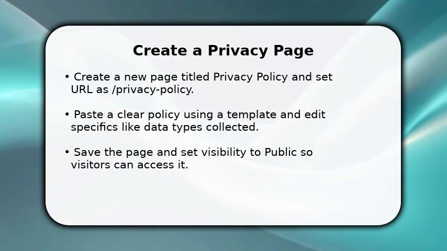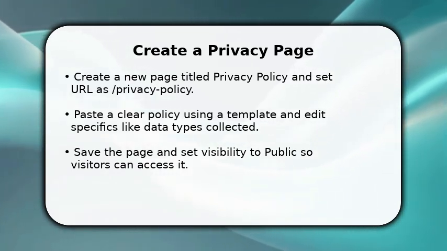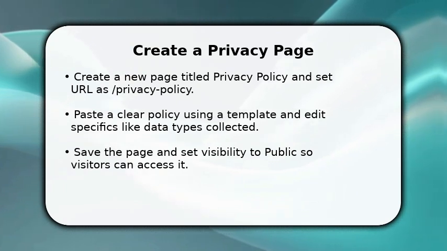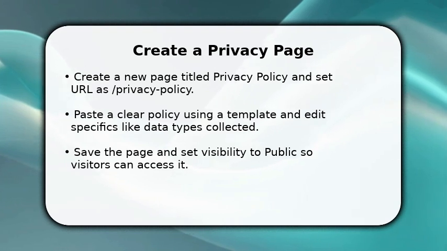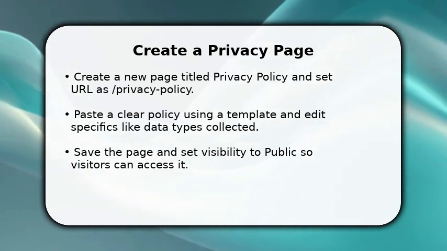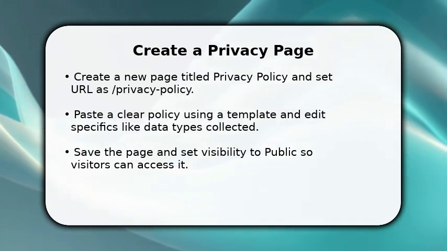Start by creating a dedicated privacy policy page on Squarespace. Open Pages and add a new page titled Privacy Policy. Set the page URL to /privacypolicy for consistency and SEO. Paste a full policy text from a trusted template and edit specifics like data types collected and cookie usage.